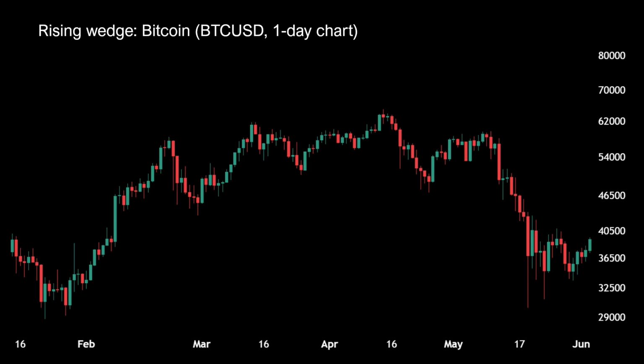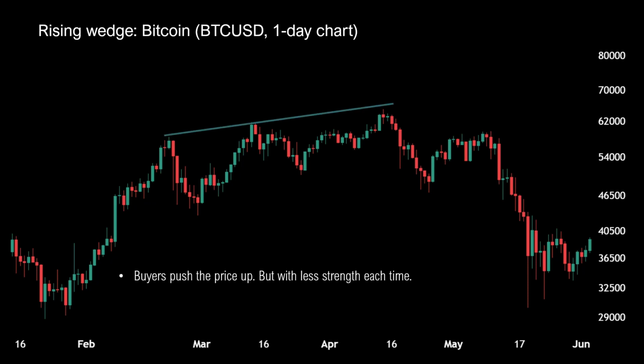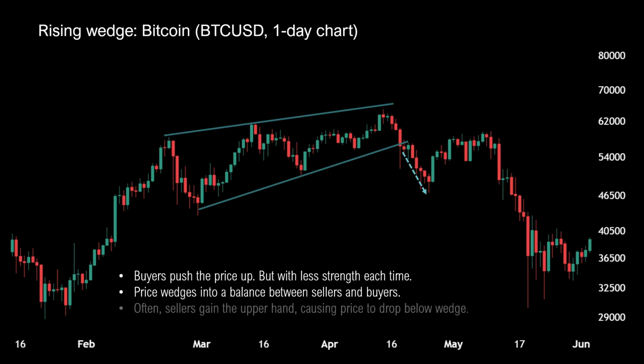So with a rising wedge, buyers push the price up, and although the price keeps making higher highs, the highs are only slightly higher each time, suggesting that buyers are running out of strength. The price is also making higher lows, but then starts to wedge itself into a balance between sellers and buyers. This also shows that the uptrend is getting weaker. More often than not, the price breaks to the downside of the wedge as sellers take control.